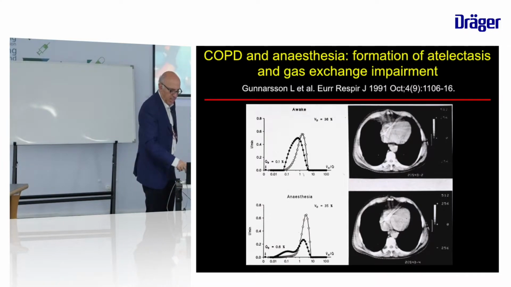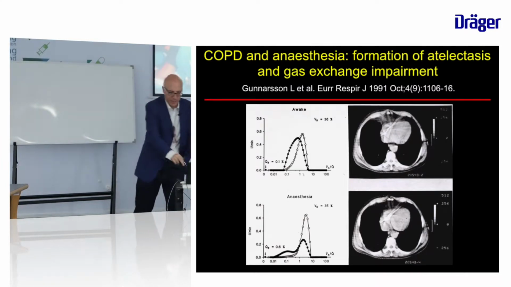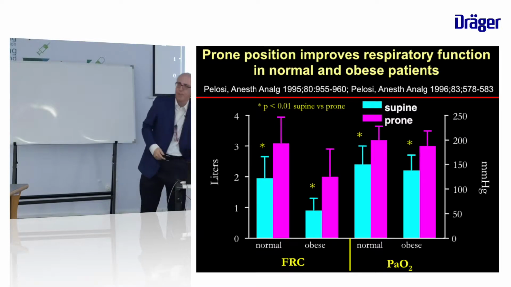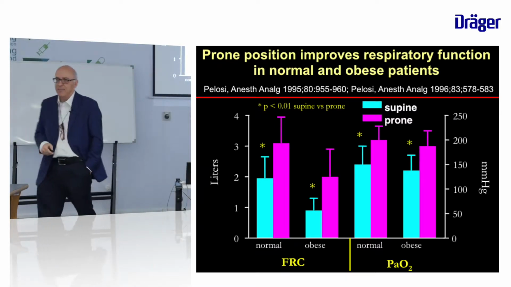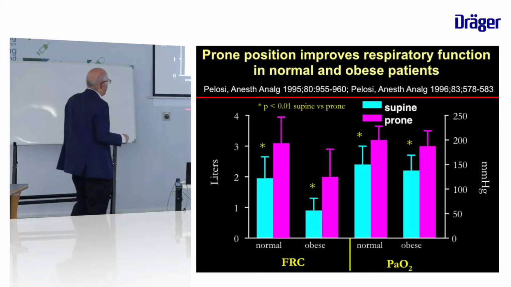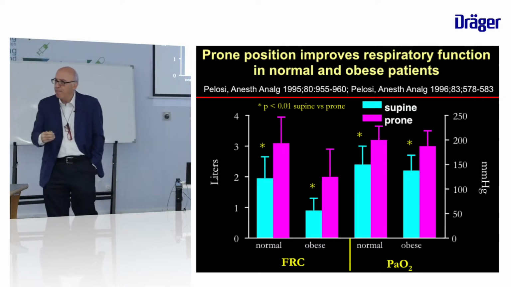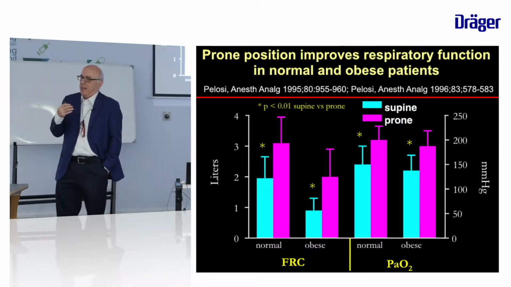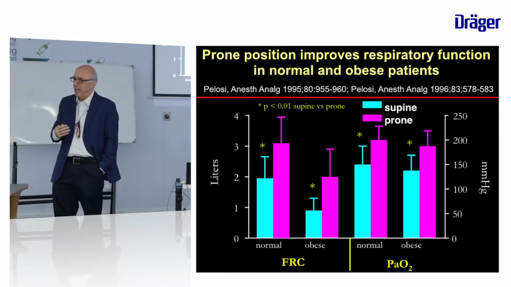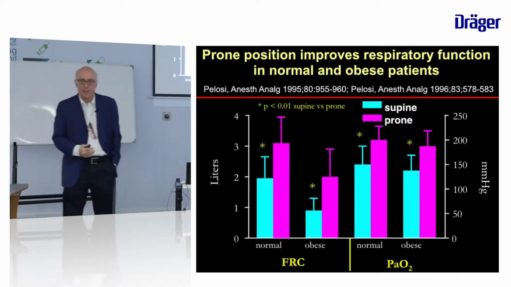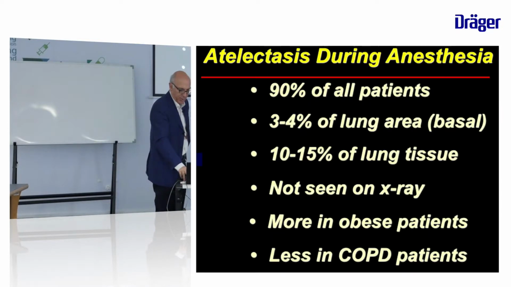What about prone position, which is a very particular position. We did 2 studies in normal subjects and in obese patients. This is the FRC, this is the PO2, and you see that in prone position, we always observe an increase in the FRC in normal or obese patients between supine and prone position, as well as an association with PO2 and respiratory mechanics. So prone position during anesthesia is associated with an improvement in lung function. Of course, you can have other problems, but not related to the lung function.